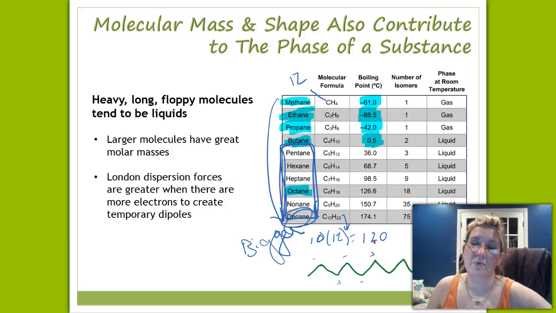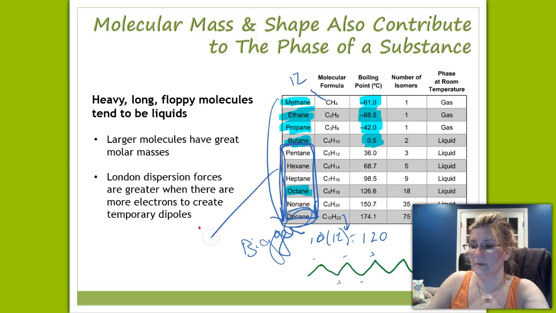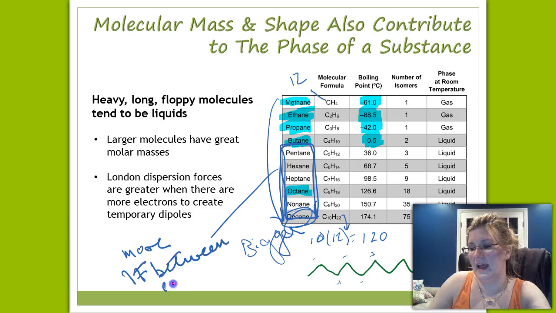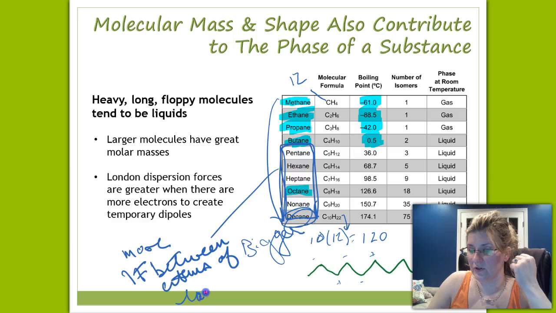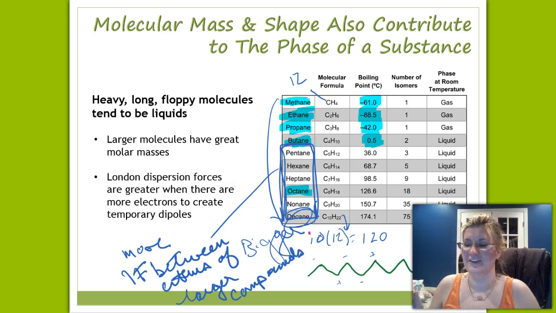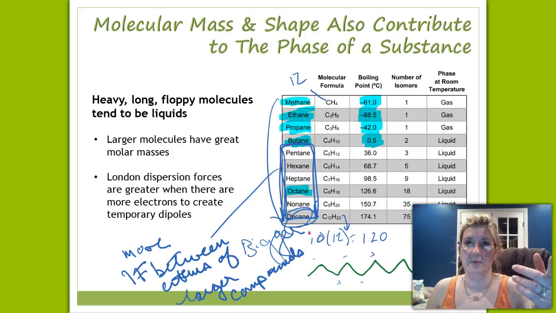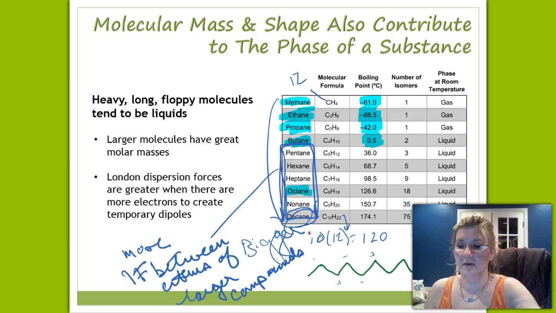In any case, when you have more atoms and you have more mass, you have more ability for this to happen, so that there would be more intermolecular forces between atoms of larger compounds. Sorry for my handwriting. Kind of not in the best configuration here. So that's our first piece. Longer, bigger molecules tend to be liquids when we're comparing.